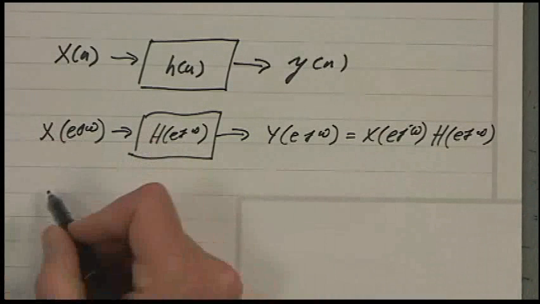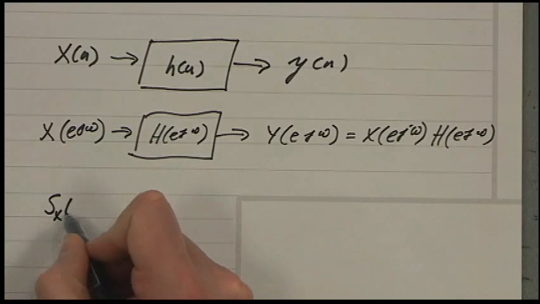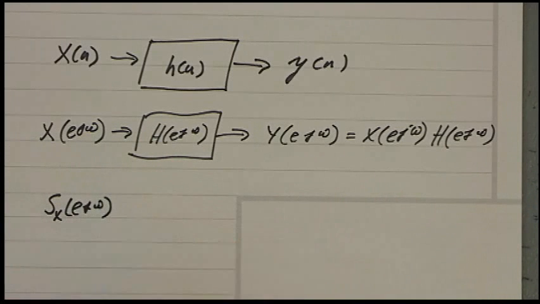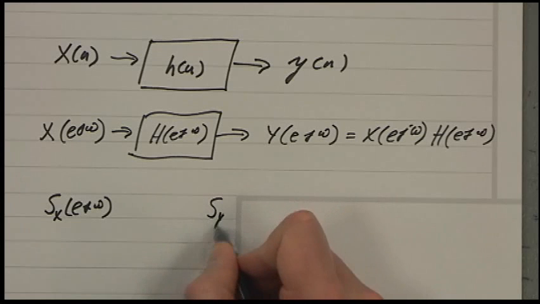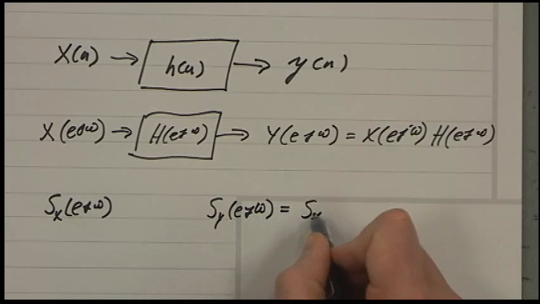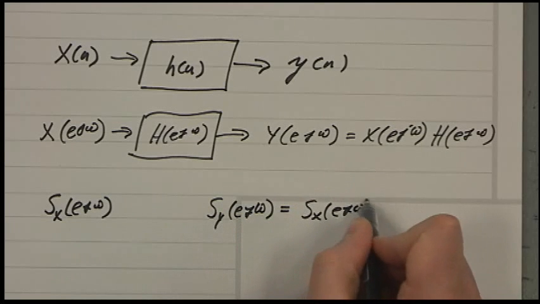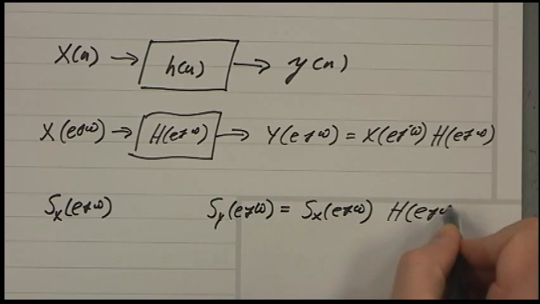Well, what this says is that the power spectrum, if this is S_x of e to the j omega, that's the power spectrum of x, then the output power spectrum S_y of e to the j omega is going to be equal to S_x of e to the j omega times, you might think it would be H of e to the j omega, but it can't be that.